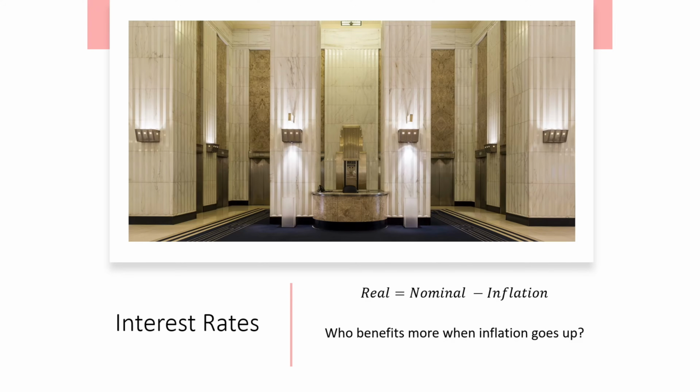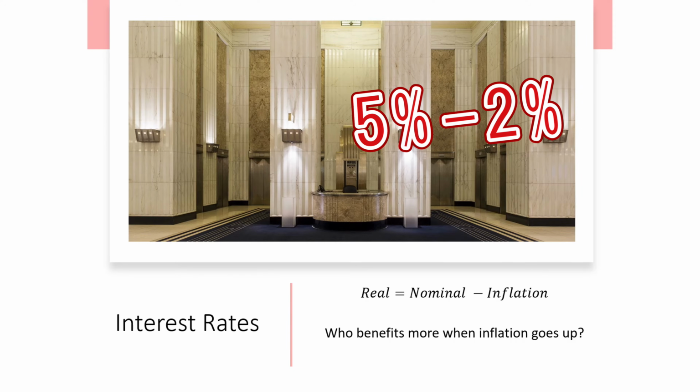Let's say a 30-year mortgage is written for an interest rate of 5%, and at the time of the signing, everybody expected a 2% inflation rate. The real interest rate comes out to 3%. The family purchasing the home is paying 3%, and the bank is receiving a real interest rate of 3%.